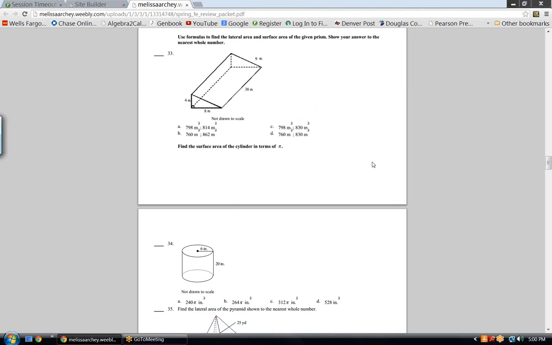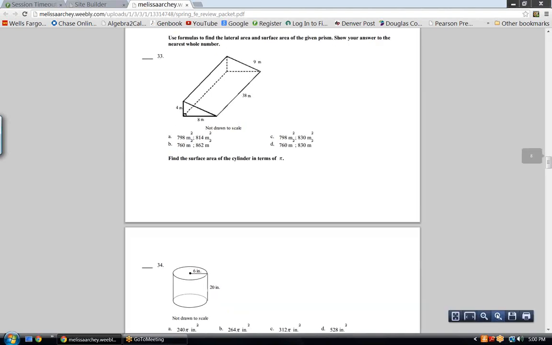33. Let's see. This isn't quite big enough. Let me blow this up a little bit. Give me 1 minute. I gotta go grab my calculator real quick.